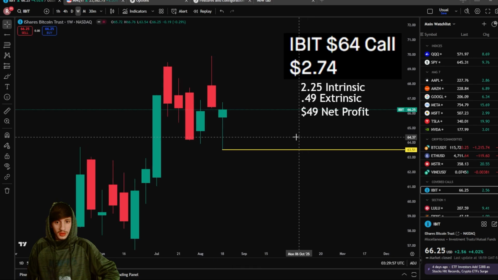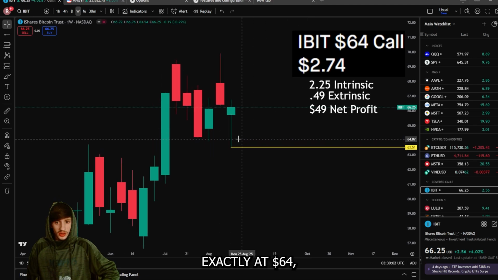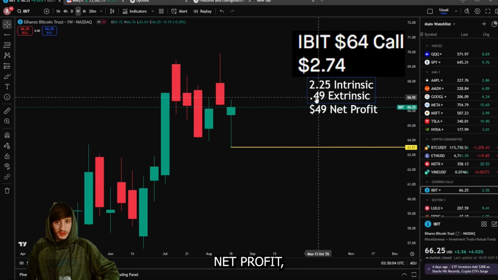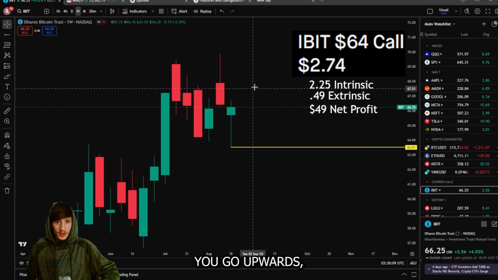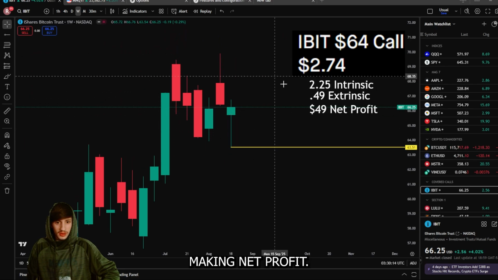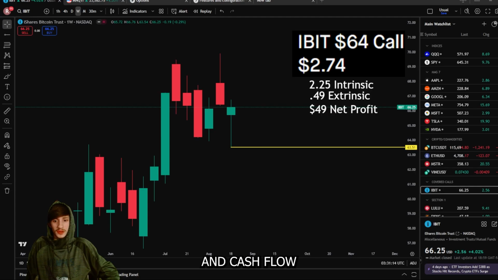And then there's certain scenarios, like say you expired exactly at $64, you would keep your full net profit, and then you'd also keep that maximum cash flow. And as you go upwards, you start losing cash flow, but you start making net profit. And as you go down, you start making cash flow, but you start losing net profit. So whenever you're in a downtrend and cash flow is the most important, that's when you'll be making your most amount of cash on the week. And whenever the stock's just grinding upwards, that's when you'll just be happy making your nice net profits.